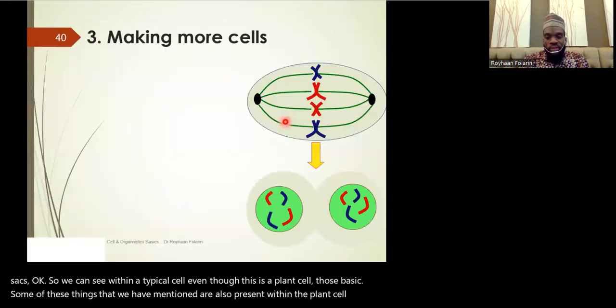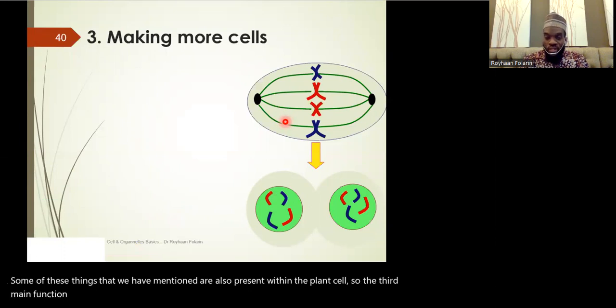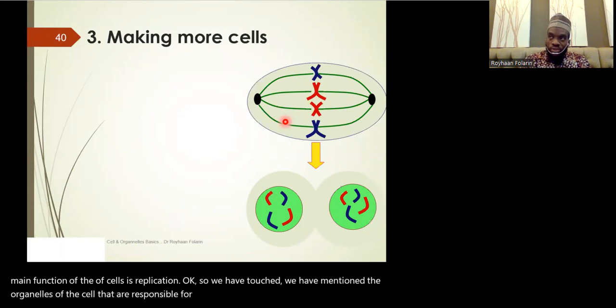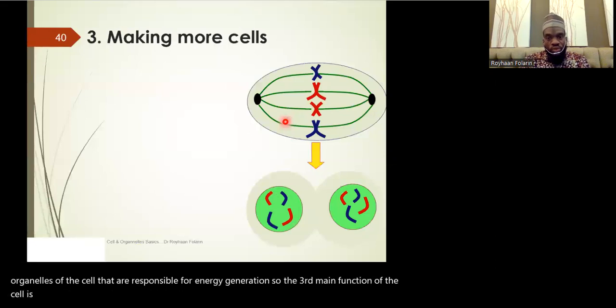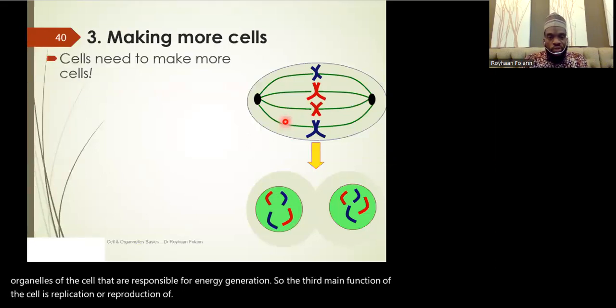So the third main function of cells is replication. Okay, so we have mentioned the organelles of the cell that are responsible for protein production. We have also mentioned the organelles of the cell that are responsible for energy generation. So the third main function of the cell is replication or reproduction of cells, making of more cells.